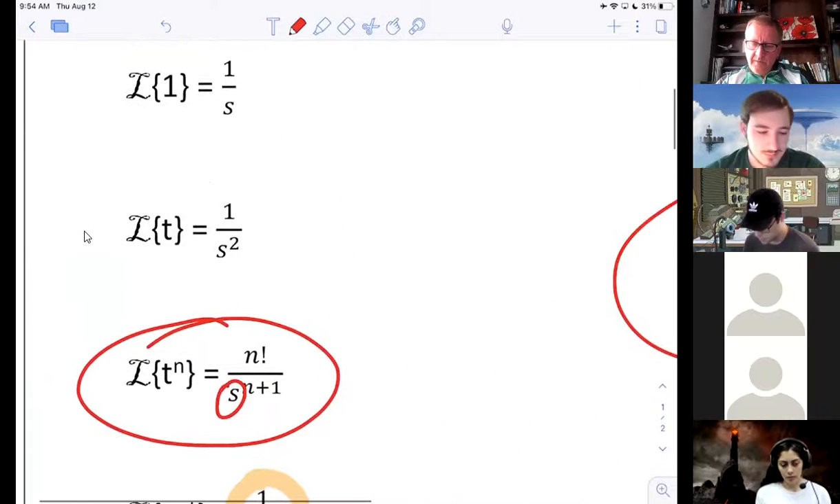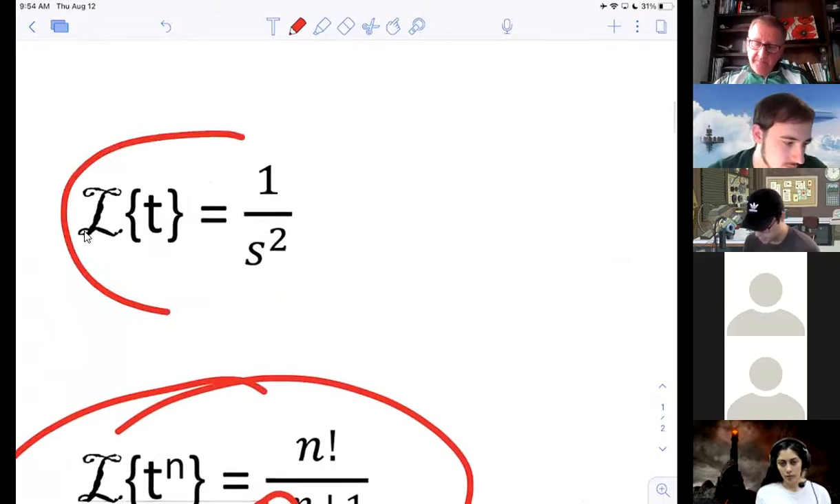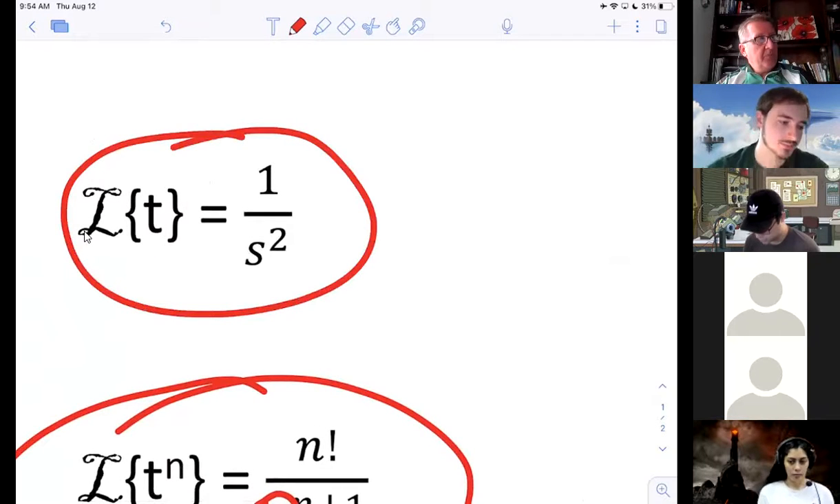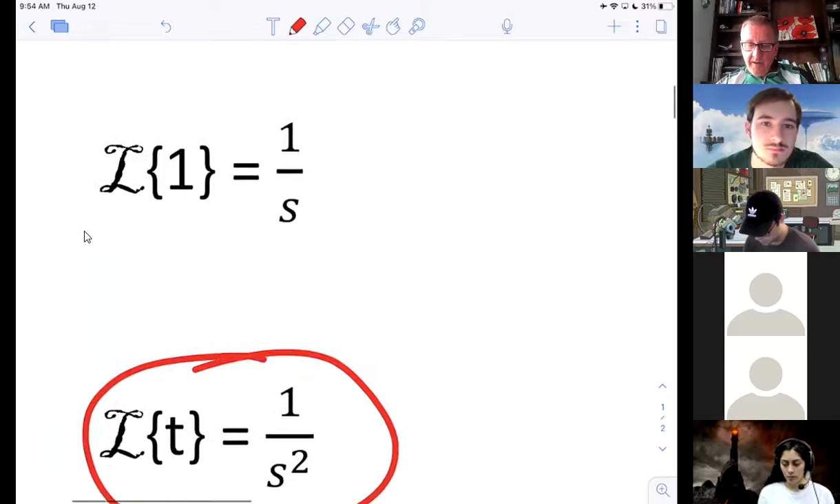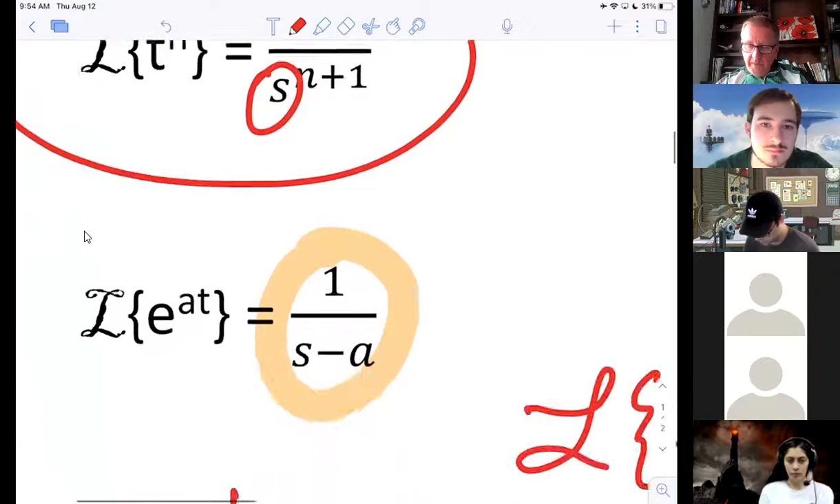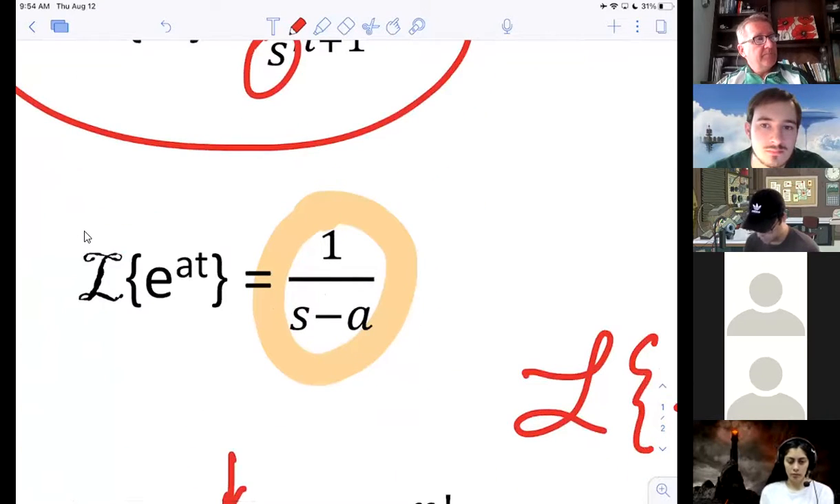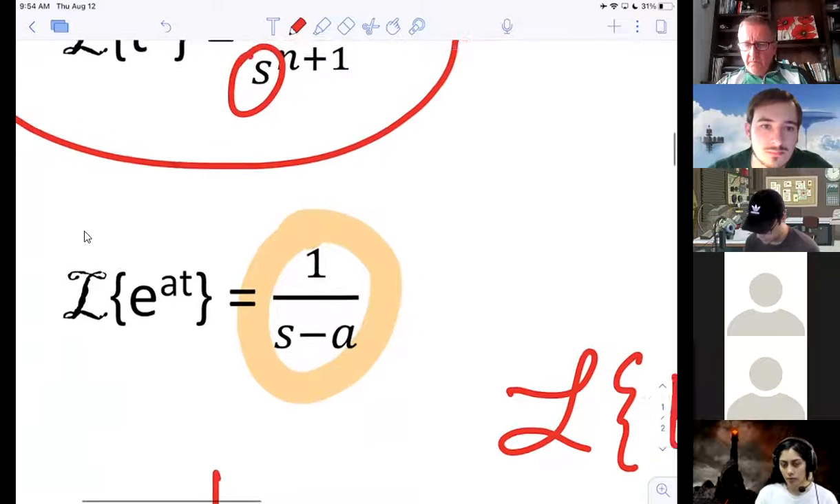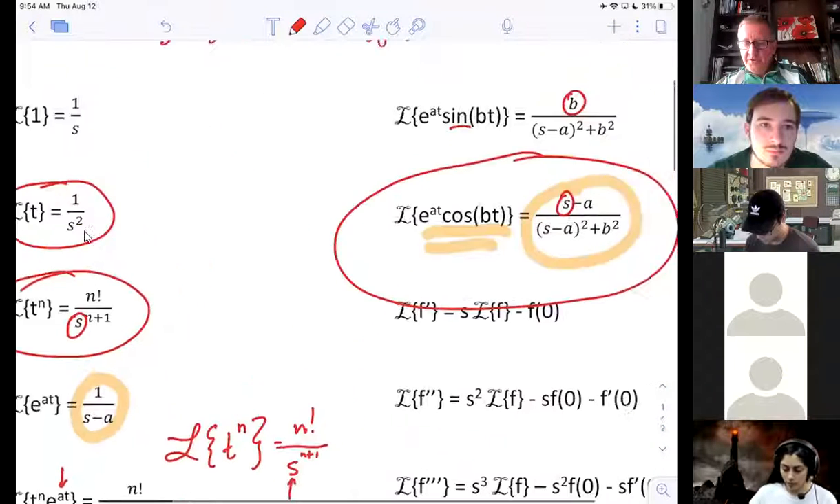So if you just have s, then that means it was a t equation that it came from. Just t, like 4t, 5t, 5t squared, whatever. If you just have an s. But if there's an e in it, then you won't have s, you'll have s minus a, right? So begin to familiarize yourself with this sheet.